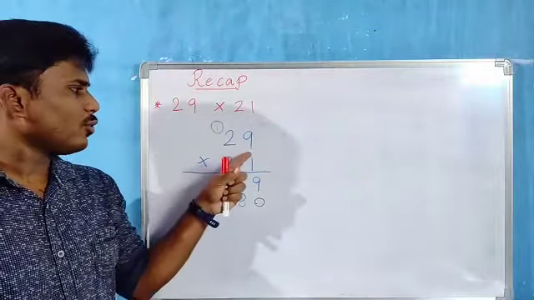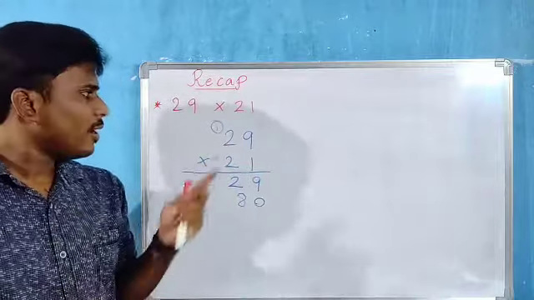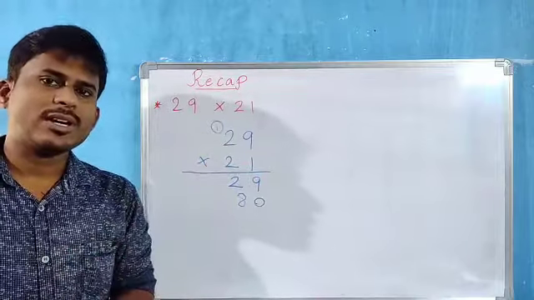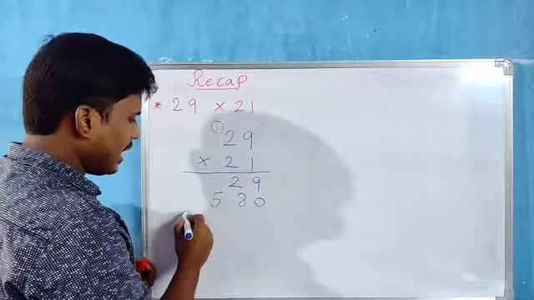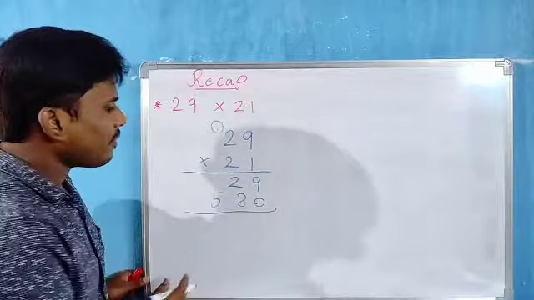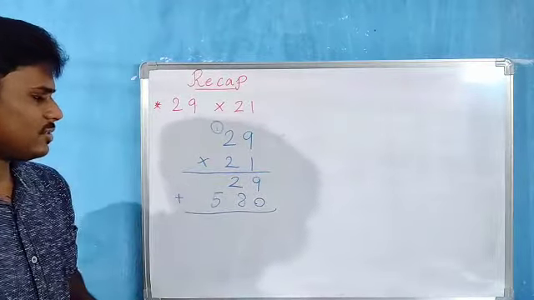Now 2 into the ones place is completed. Now 2 into the tens place. 2 twos are 4. Already regrouped 1, so 4 plus 1 is 5, children. And what do we have to do, children? We have to add both the numbers. So we will get the final answer, children.